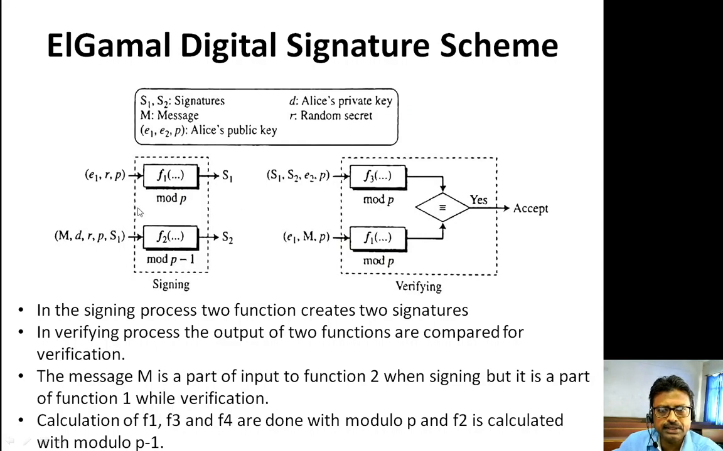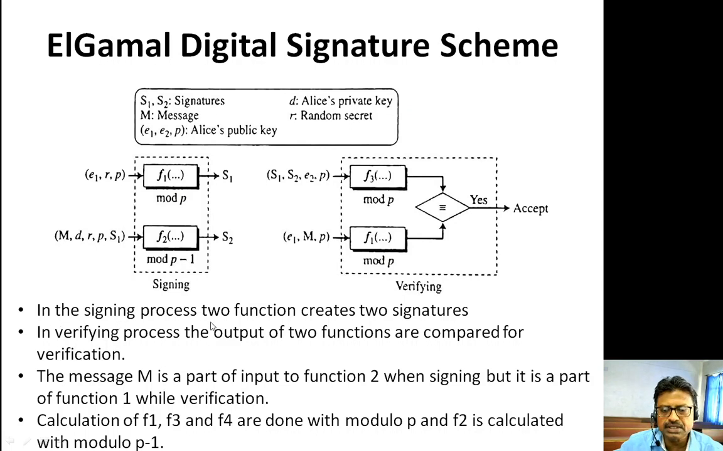The inputs of the individual functions are all different. F1 is going to produce S1 and F2 is going to produce S2, and F3 and F4 are also going to produce something, and when it is verified, then it is accepted. Now, as we have seen in the ElGamal crypto system, we have a public key, E1, E2, P, and we also create a private key. We have a message. We generate a random secret number, and with the help of that, we generate these two signatures, and these two signatures are sent along with the message to the receiving end.